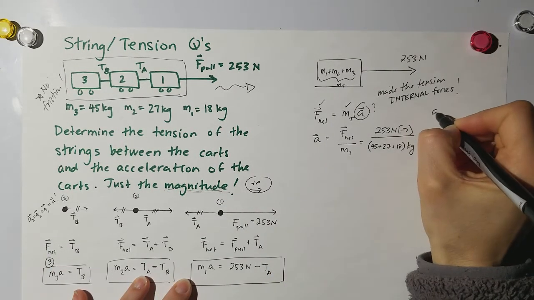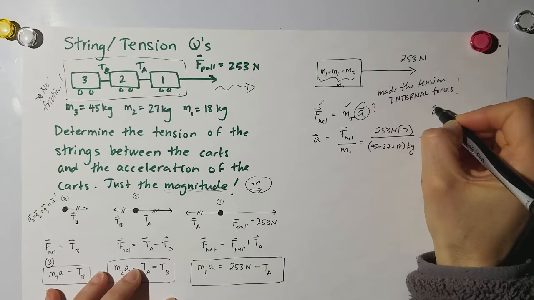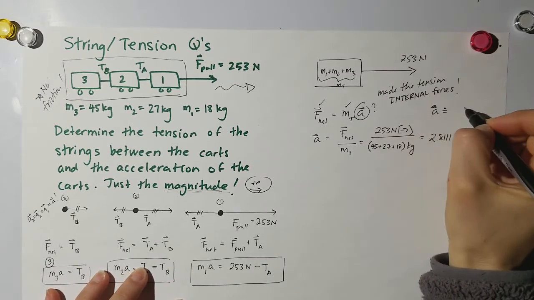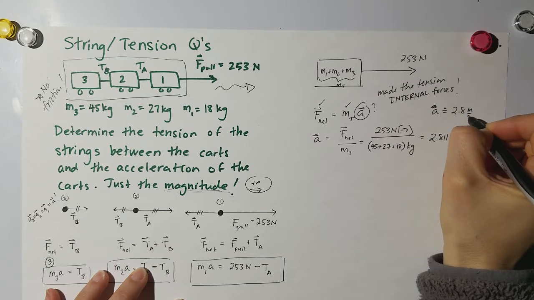So what I get is my acceleration. Oh, I asked for just the magnitude. The acceleration of the carts is approximately 2.8 meters per second squared.